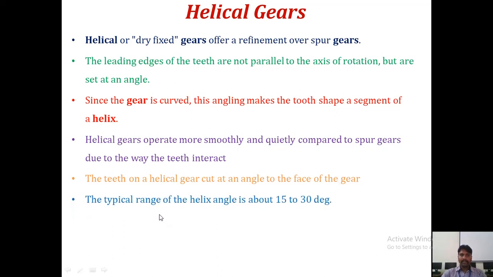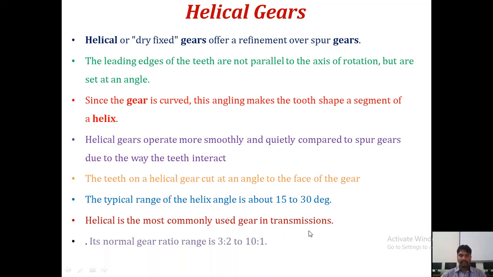The typical range of a helix angle is about 15 to 30 degrees. So you have to be very careful while solving the problem. We need to take the helix angle in the range of 15 to 30 degrees. It's also available in the data handbook. Helical gear is the most commonly used gear in transmissions. The normal gear ratio range is 3:2 to 10:1.